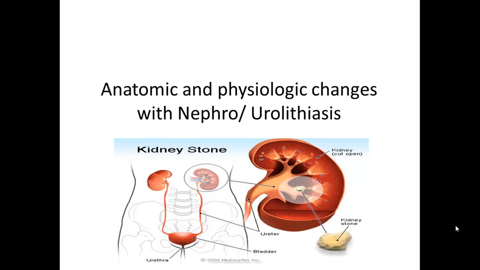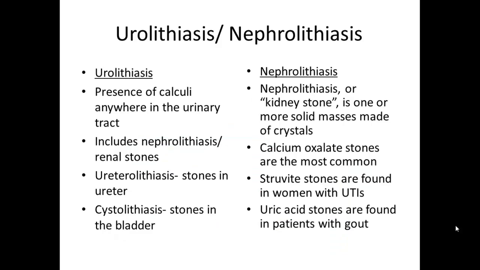Now let's talk about the anatomy and physiologic changes with nephrolithiasis and urolithiasis. So urolithiasis is the presence of calculi anywhere in the urinary tract. It includes nephrolithiasis, which are renal stones, ureterolithiasis, which are stones in the ureter, and cystolithiasis, which are stones in the bladder. Nephrolithiasis are known as kidney stones. It is one or more solid masses made of crystals.